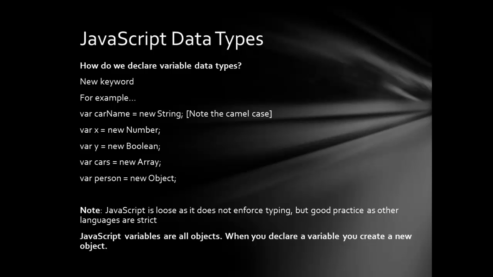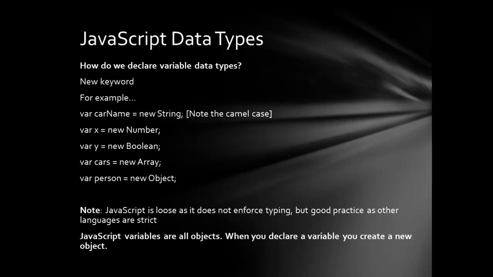Now, declaring data types. Again, I mentioned that JavaScript is a loosely typed language. So you've already seen me do code where I do var someVariable and that's it. And that's perfectly fine. You can also tell it what type of variable it is, what the data type. So var carName equals new String. And so I can tell it that.